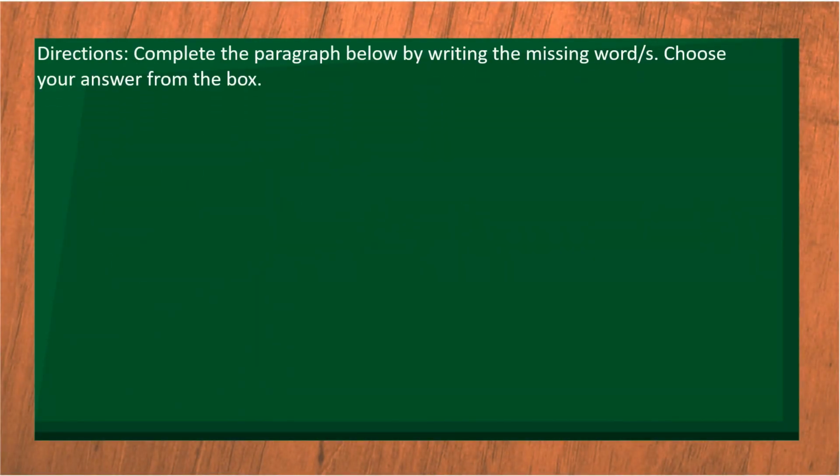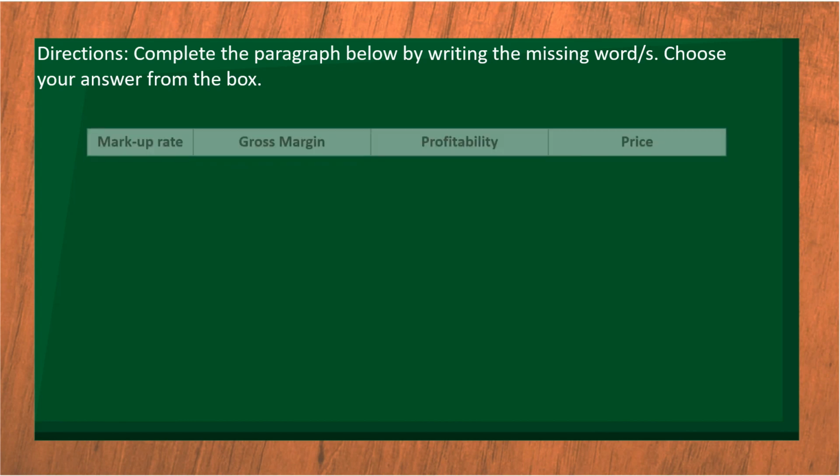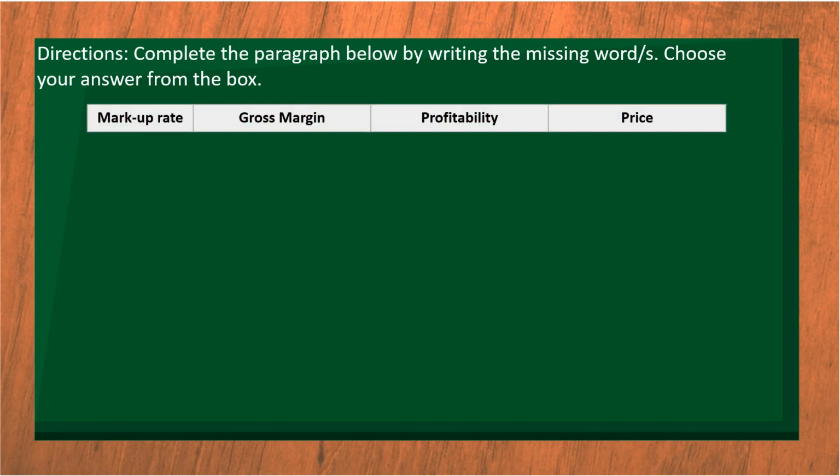Directions: Complete the paragraph below by writing the missing words. Choose your answer from the box. Markup rate, gross margin, profitability, price.